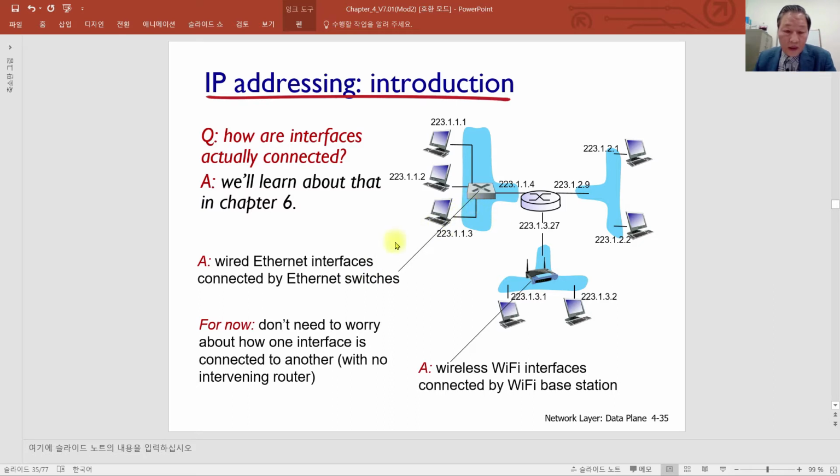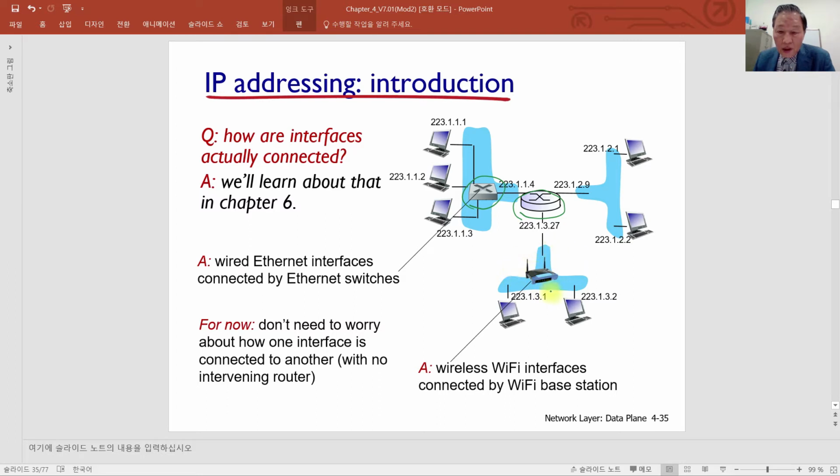A wired Ethernet interface is connected by Ethernet switches. Here we are using wired LAN and wired Ethernet, and we are using this switch. This is an Ethernet switch. This is a router. We don't need to worry about how one interface is connected to another with no intervening router.